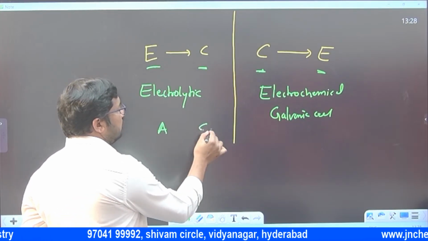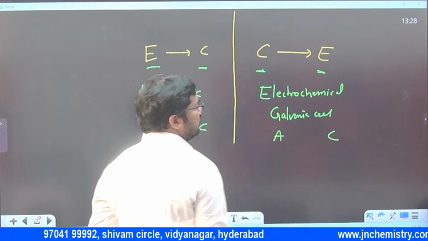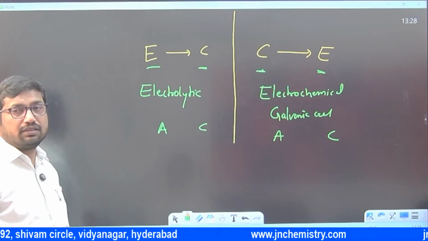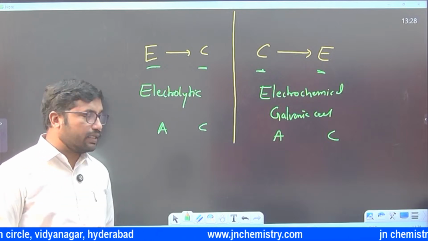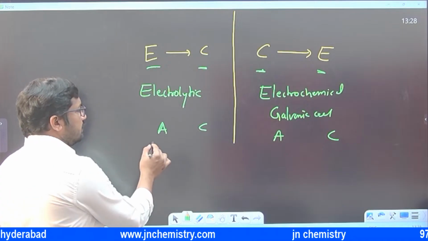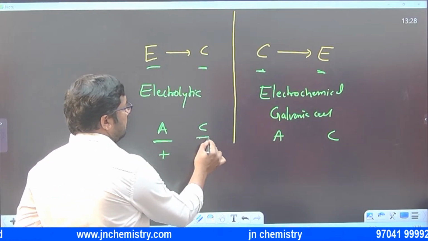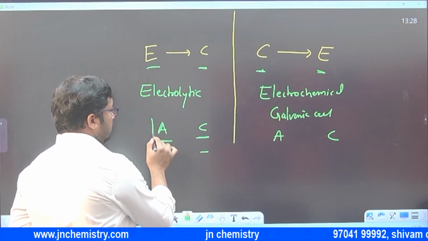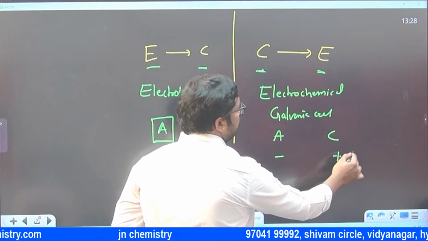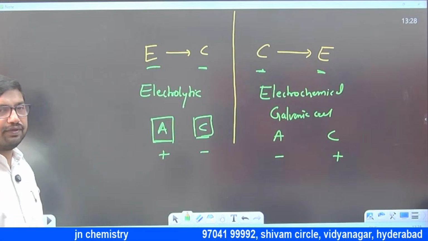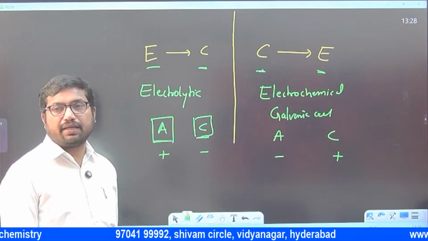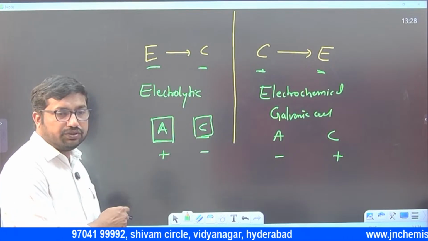Anode, cathode are there. Here also anode, cathode are there. In both the cases, at anode oxidation, at cathode reduction takes place. Both the cases the same thing is happening. In the electrolytic cell, anode is positive charge, cathode is negative charge. In this case anode is negative charge, cathode is positive charge. There is the main difference. While electrochemical cell construction, anode will take the negative charge.